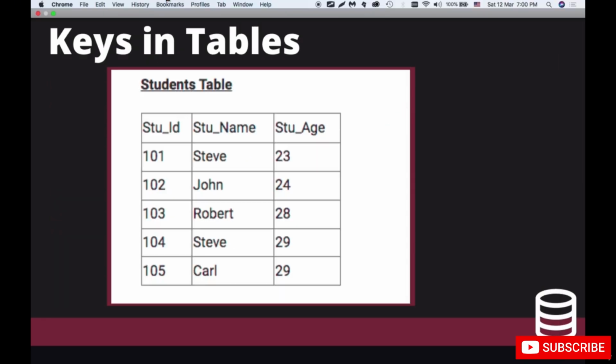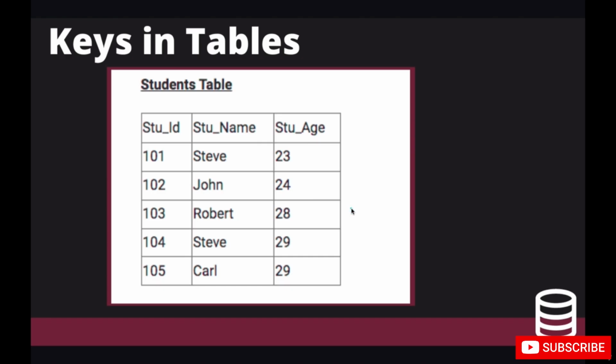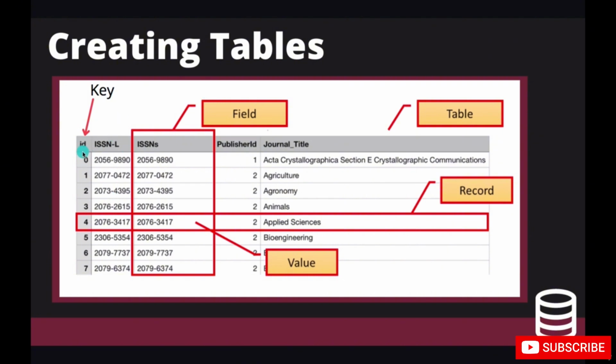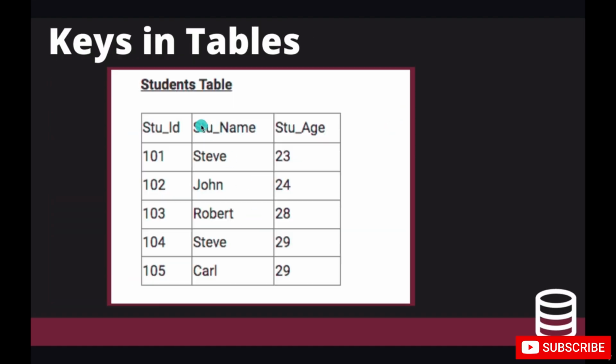Now let's spend some time understanding keys in tables. As we saw earlier, we were seeing a table which has an ID, and the IDs are 0, 1, 2, 3, 4, 5, 6, 7. If you see this one over here too, we have a key. So this part is referred to as a key.